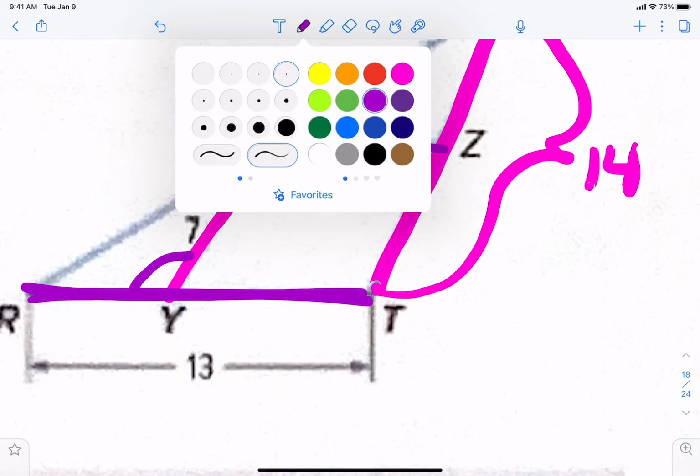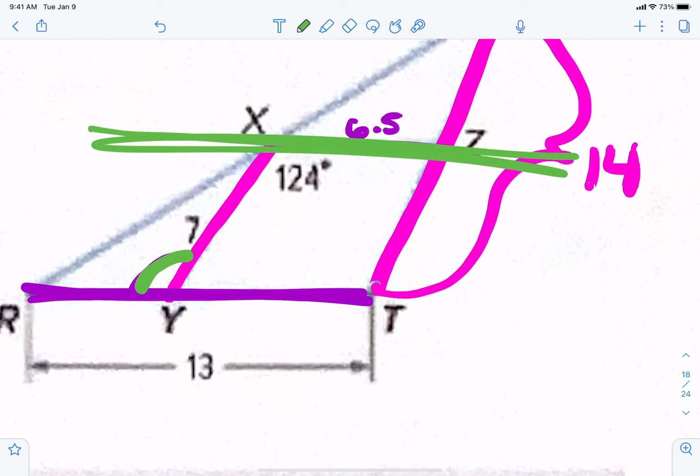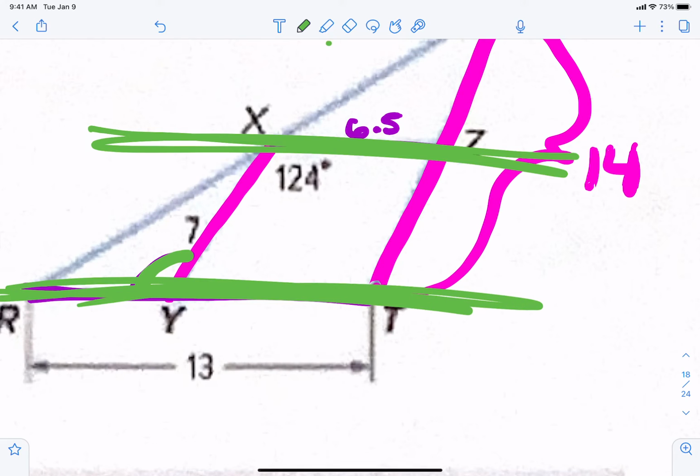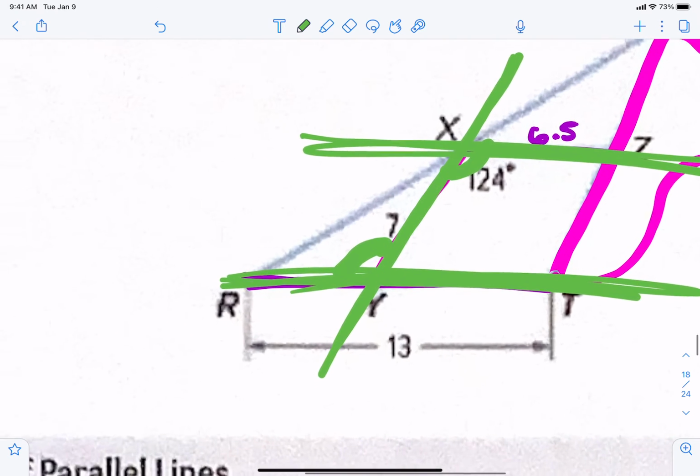Okay. This is what Mallory said. I'm going to go in green. We want to know this angle right here. Check this out. Watch this line here and this line here. Those guys are parallel, and this is called a what? Transversal. We're talking about this angle versus this angle. They are alternate interior angles, so that is 124.